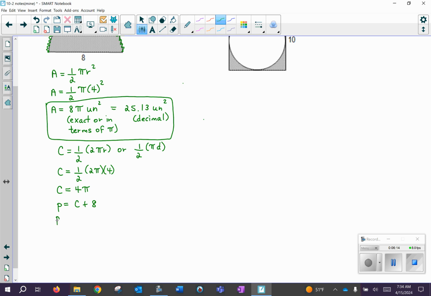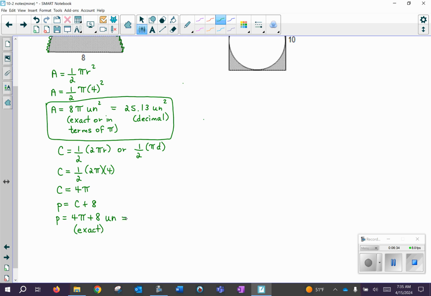If I asked you for an exact answer for perimeter, you would tell me, since C is 4 pi, you would tell me 4 pi plus 8. Those are not like terms. Perimeter is a distance, so that's units. And again, that would be if I asked for it to be exact or in terms of pi.